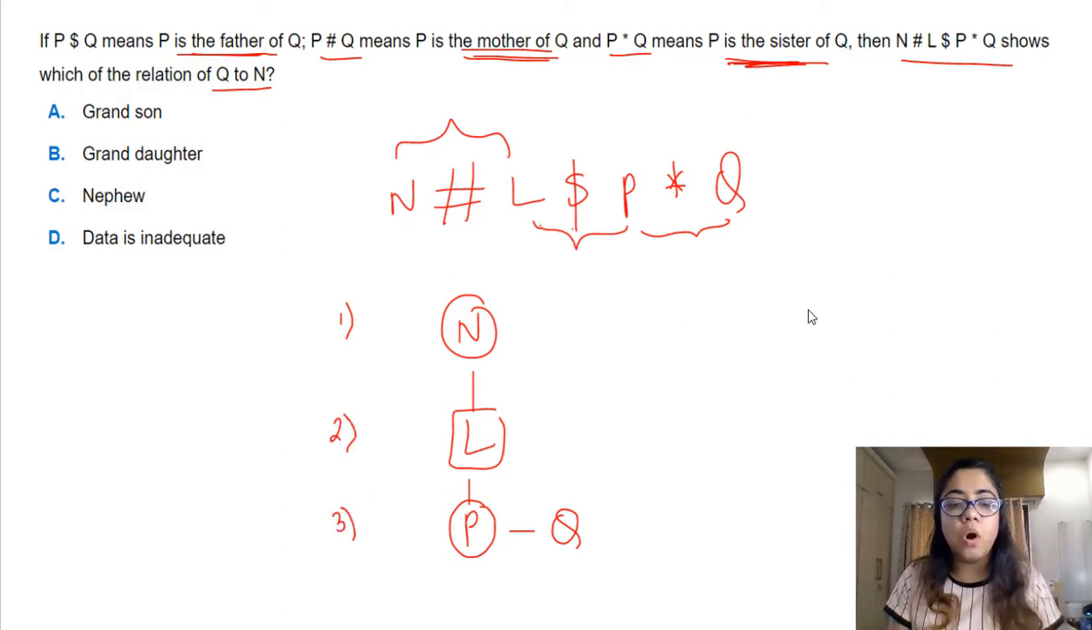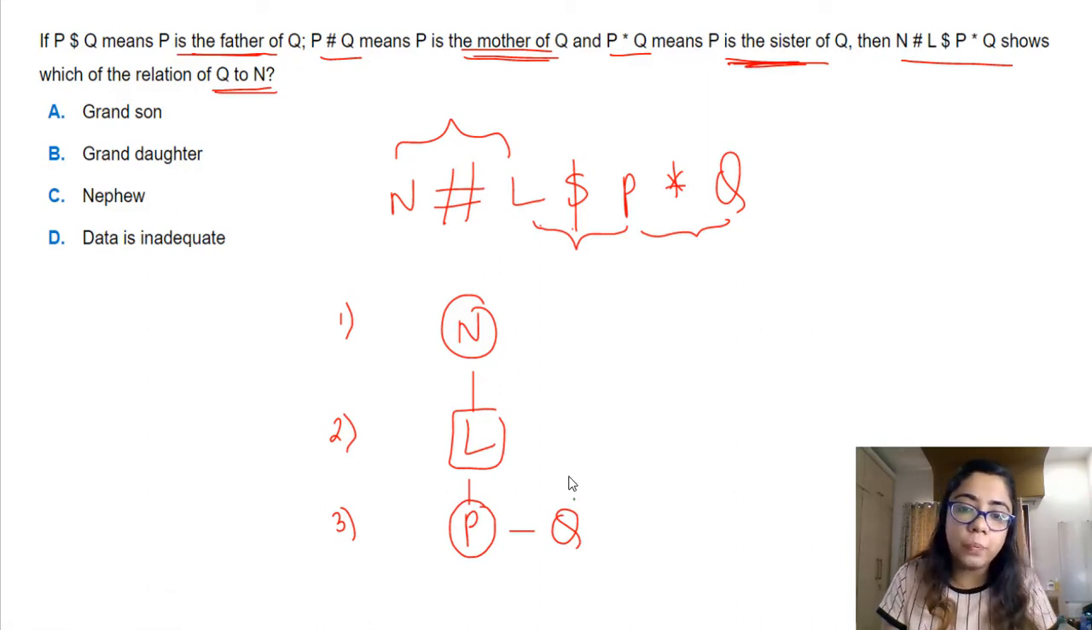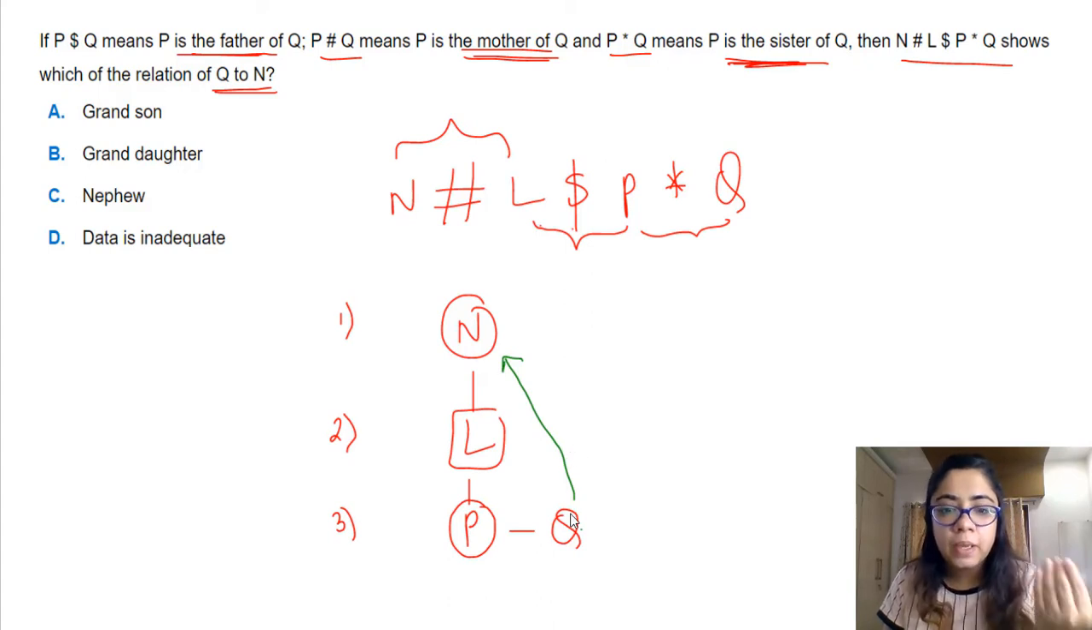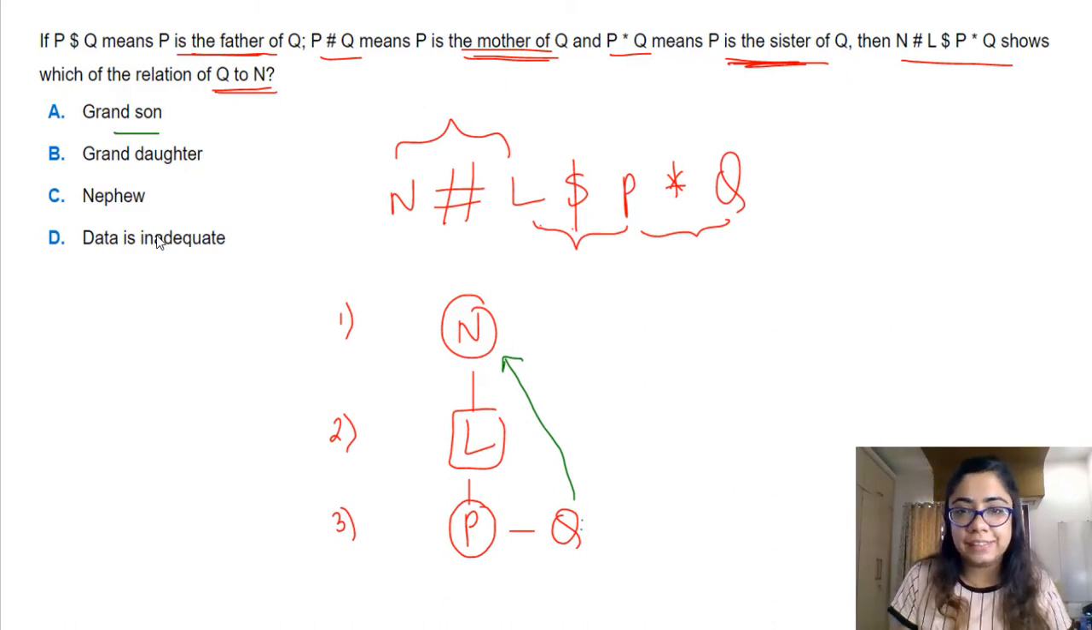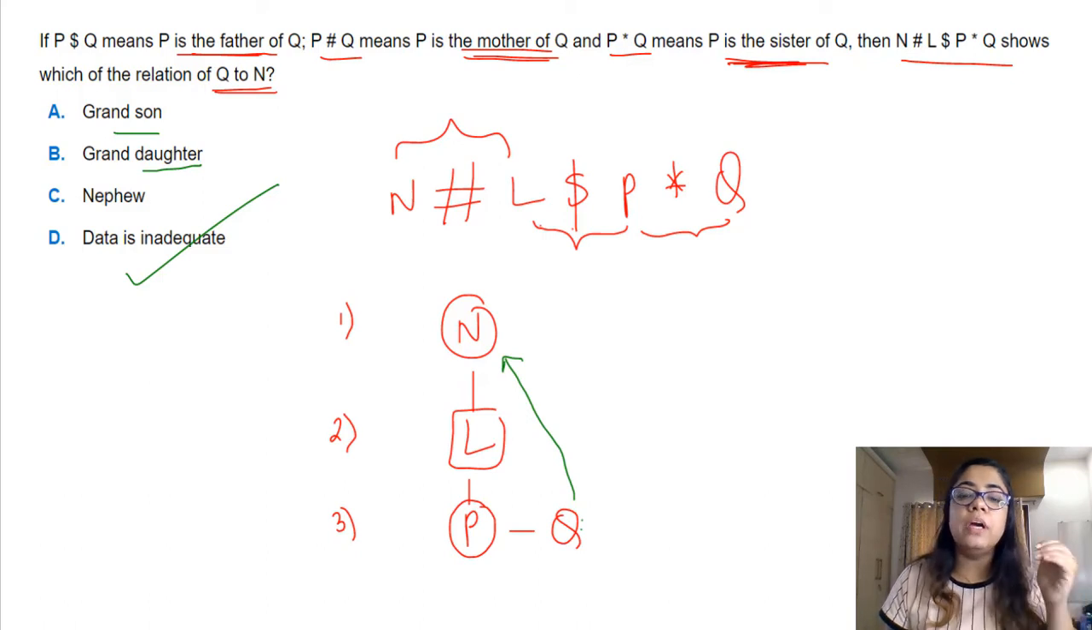The question is, what is the relation of Q to N? They are not asking you how is N related to Q. They are asking you how is Q related to N. तो देखो, Q could be a grandson of N considering a male, but Q could be a granddaughter of N considering a female. Now because you don't know the gender of Q, it could be a grandson, it could be a granddaughter. We are not sure. So your answer becomes option D, data is inadequate. ठीक है? So if nothing is given in the question, don't assume a gender.